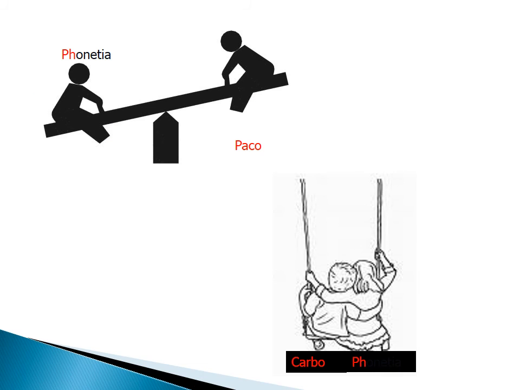Now here's some little ways to remember this. We have Phoenicia and Paco that are on the seesaw, and you can see when pH goes down, the PCO2 goes up. So when Phoenicia goes down, Paco goes up. When Paco goes down, Phoenicia goes up. Did I say that right? Up and down. Anyway, over here on the swing, we have Carbo and Phoenicia again. And Carbo is your bicarbonate. When Carbo goes up, Phoenicia goes up. When Carbo goes down, Phoenicia goes down. They go together always.